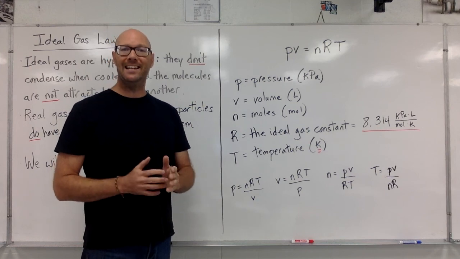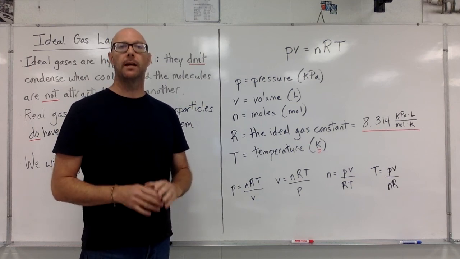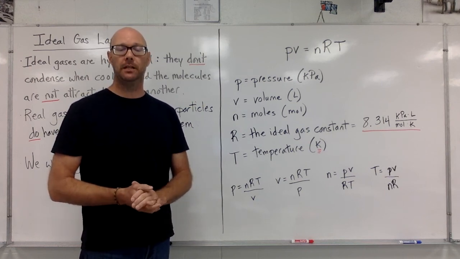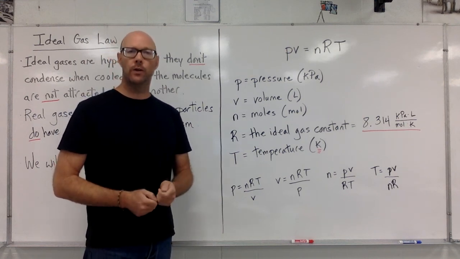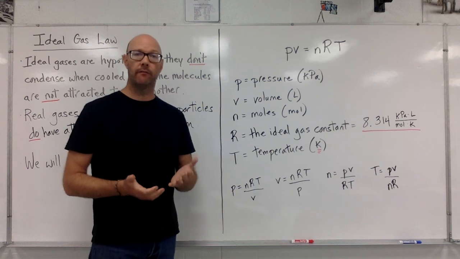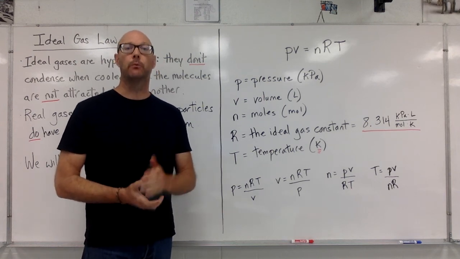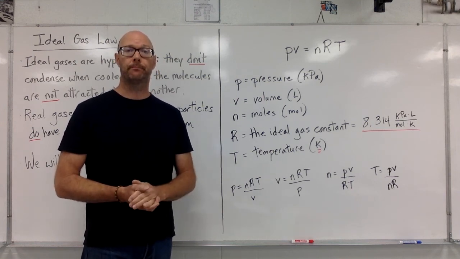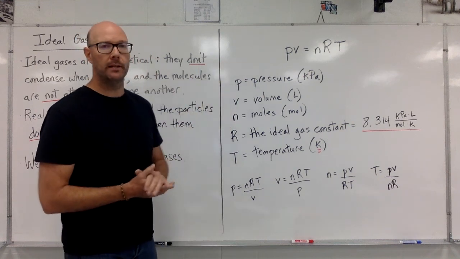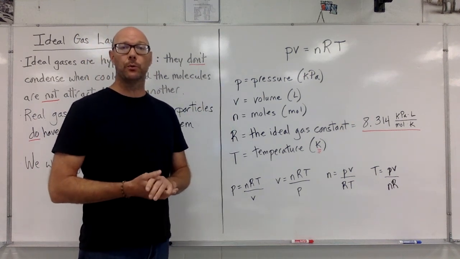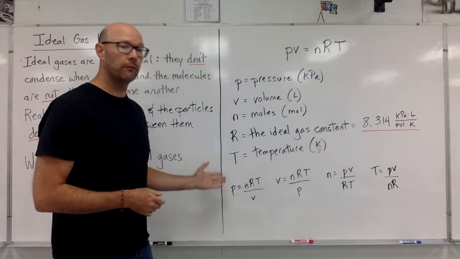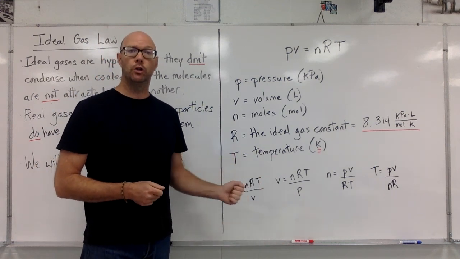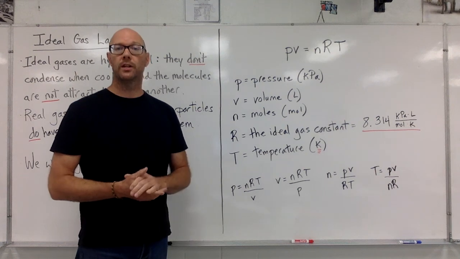Big reminder, anytime in the whole course, if we're using temperature, it has to be in Kelvin. We're going to take our degrees Celsius and add 273.15 to make that conversion. We're going to do that all the time. Because the formula is normally set up as PV equals nRT, we're always going to need to manipulate it, whether we're solving for the pressure, the volume, the moles, or the temperature.